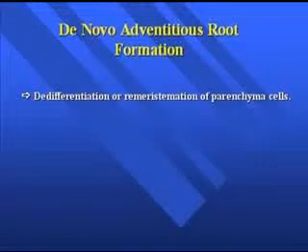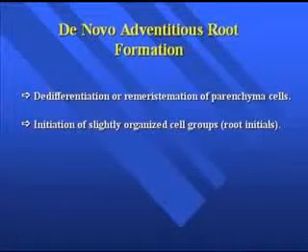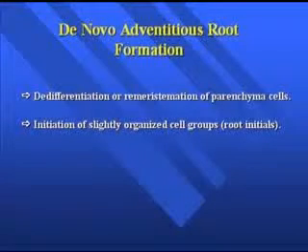And a meristem, again, is an area where there's very active cell division going on, and that cell division becomes very specialized in the formation of an adventitious root or the formation of an adventitious bud. In both those situations, we are creating new meristems. But here we're talking about rooting. So the first step is known as dedifferentiation or remeristemation. The second stage is what's known as initiation of slightly organized cell groups. We refer to those as being root initials.